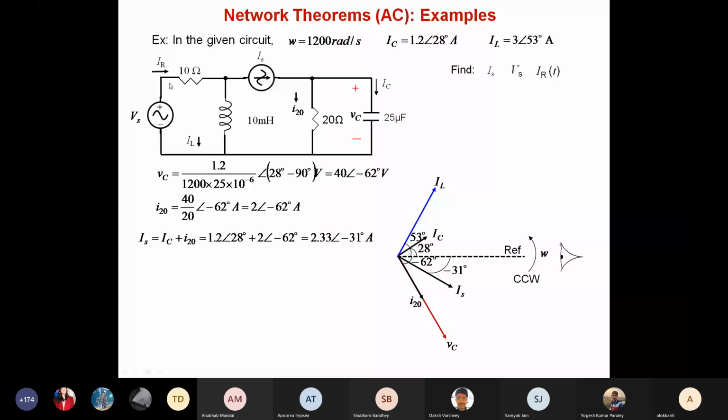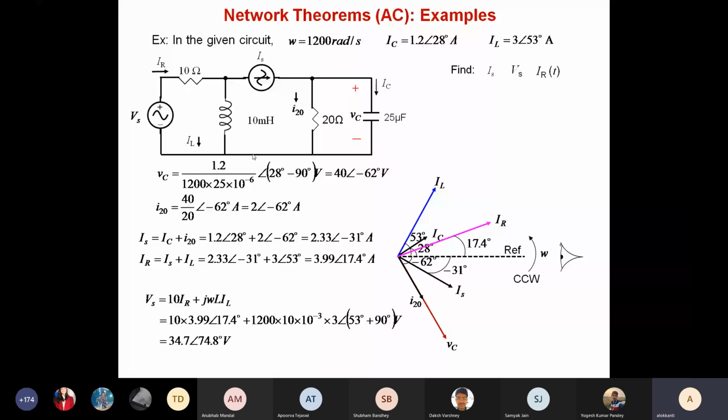Again you will have to do this complex addition, IR equals IS plus IL. These two will give you 3.99 with an angle of 17.4 degrees. So it will be somewhere in the first quadrant. Anyway, from my diagram it may not look like the parallelogram, but you should just appreciate the phasors. So once you have got IR, then you can find out the Vs.